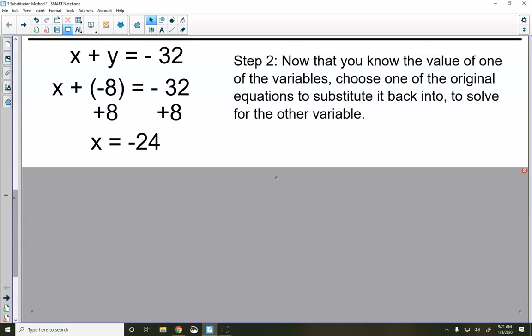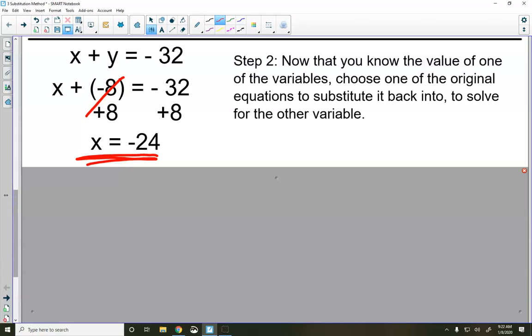That's a one variable equation again, but this time with x. I can solve that. I add 8 to each side. It eliminates from the left side. Negative 32 plus 8 is negative 24. So now I have that x is equal to negative 24.